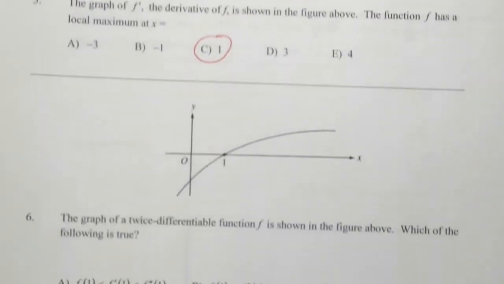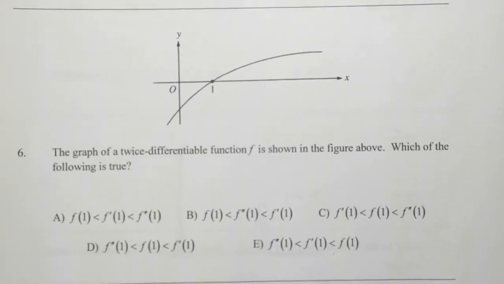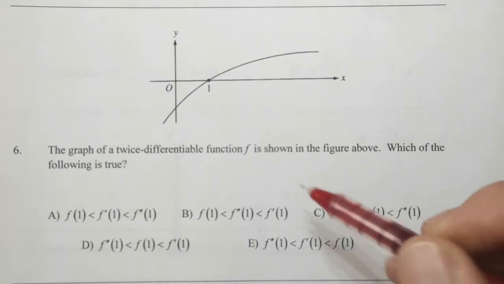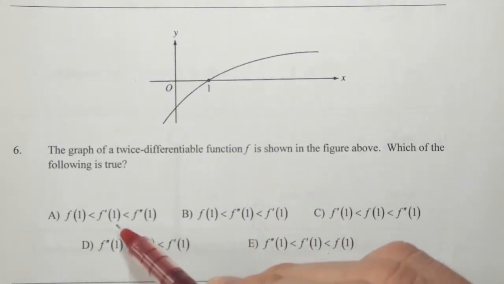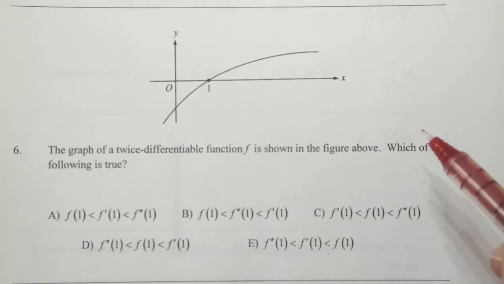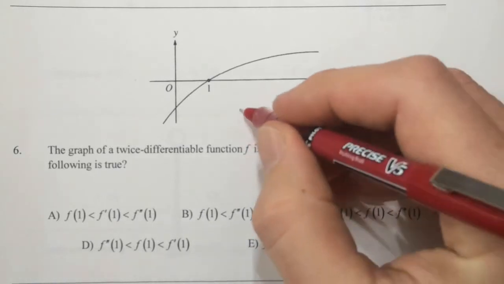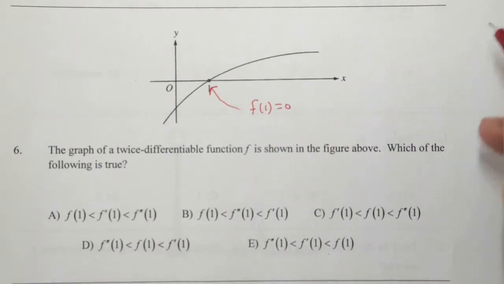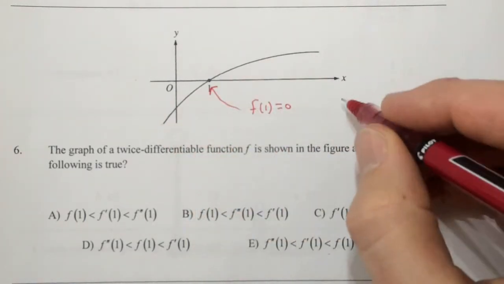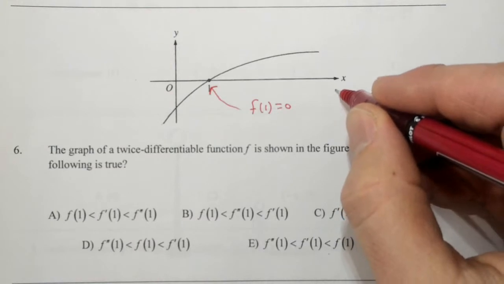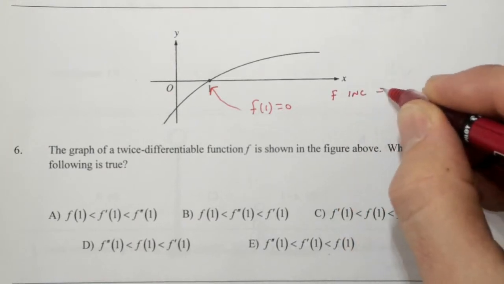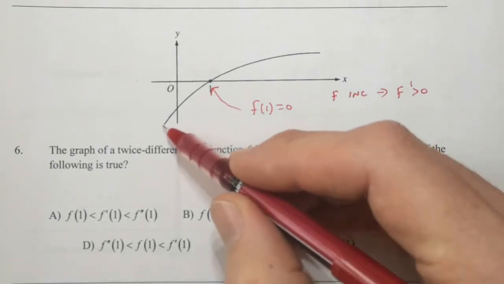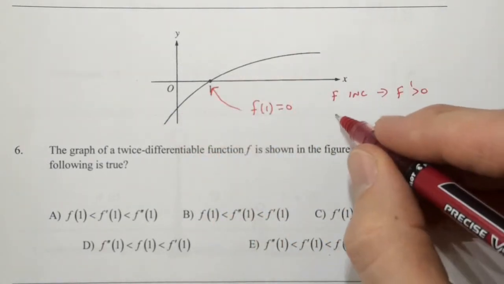For number 6, we're given the graph of a twice differentiable function f in this picture right here. Which of the following is true? And we have to order f of 1, f prime of 1, and f double prime of 1. Well, we can see very clearly from the graph that f of 1 is equal to 0. We can also see very clearly from the graph the function is strictly increasing. All right, so f is increasing, which means that f prime is positive. And we can also see from the graph that f is strictly concave down.